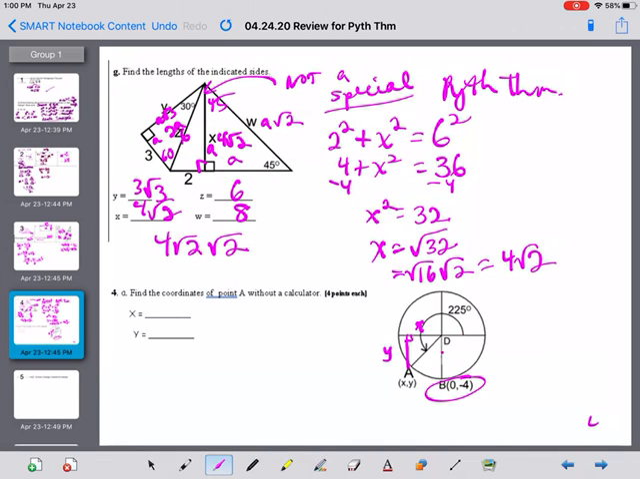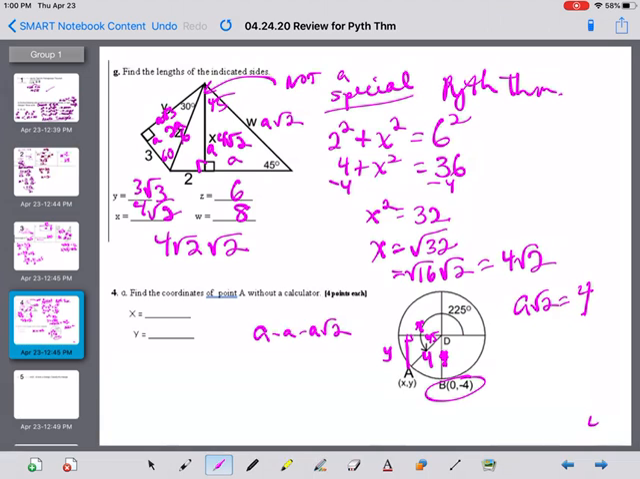Here's the x coordinate and the y coordinate. You need the radius. That tells you the radius is 4. And this angle is 45 degrees past 180. So it's a 45, 45, 90. So it's A radical 2.